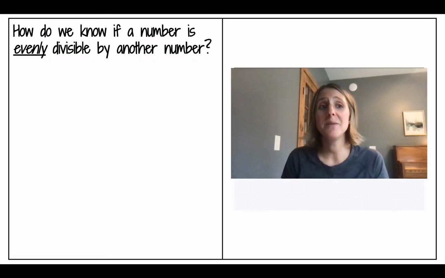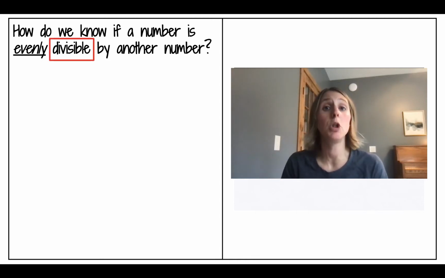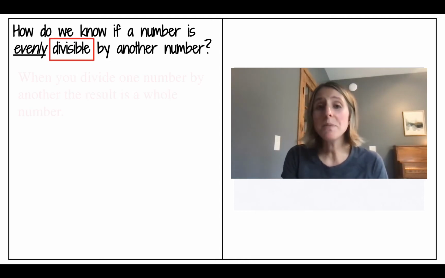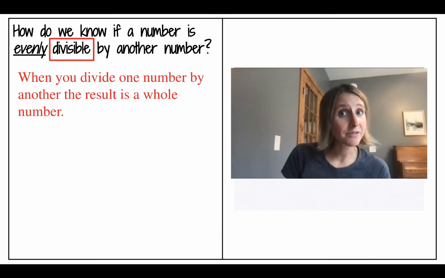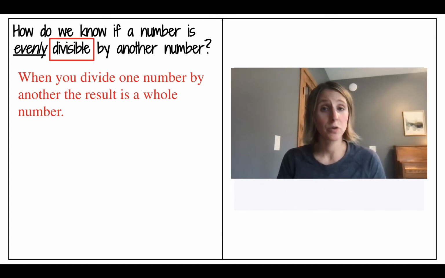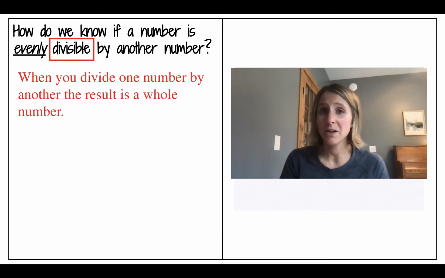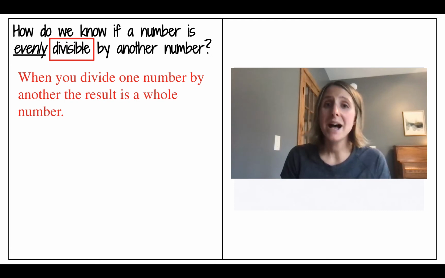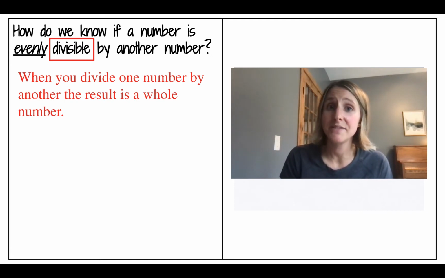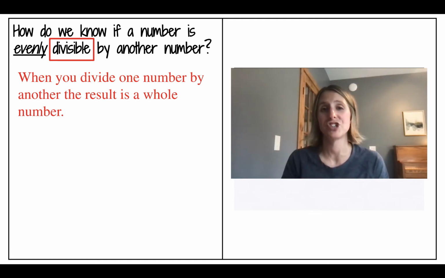How do we know if a number is evenly divisible by another? You're going to see this question on the left-hand side of your notes. Well, let's start by talking about what does divisible mean. Divisible means when you divide one number by another, the answer or the result is a whole number. There's no remainder. There's no leftover pieces. Pause the video and write that down on the left-hand side of your notes under the question.